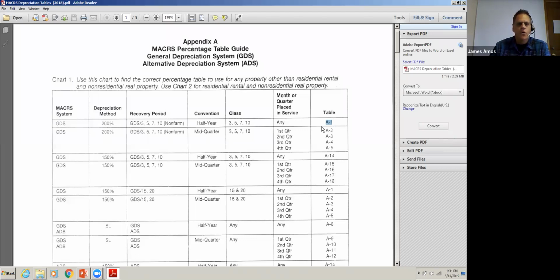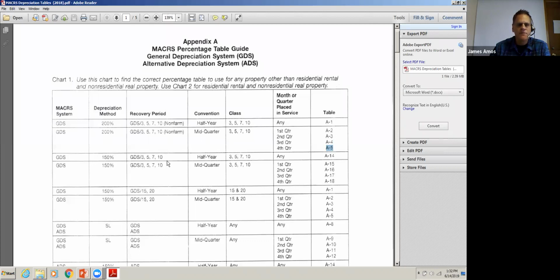What though if everything is the same? You're using the Maker's GDS system. You have 3, 5, 7, or 10 year, but you're being forced to use the mid-quarter convention because of that rule. Well, then for first quarter you need to use A-2, second quarter A-3, third quarter A-4, fourth quarter A-5. So that's how you're using this, and this is just to get you to the correct table. And then we're going to look at a table here in a minute.